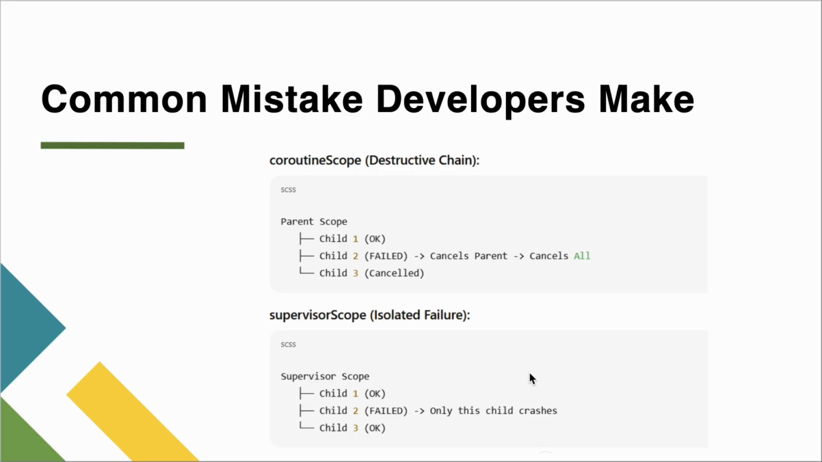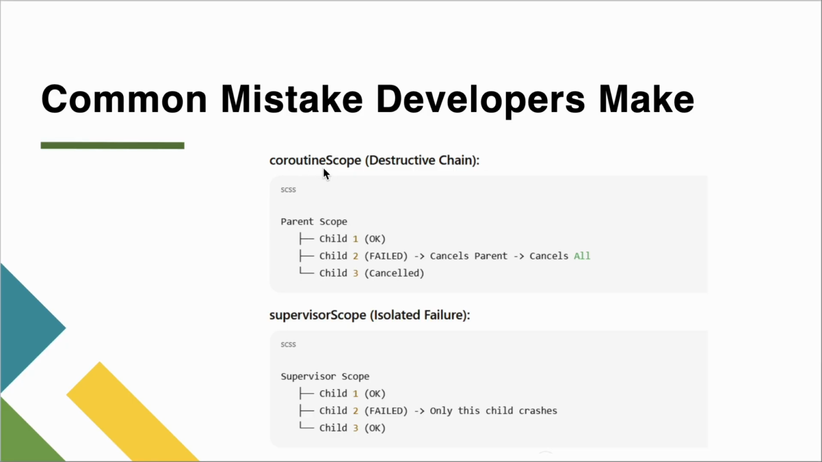Now, the most common mistake that developers make, and they don't even realize it, is that coroutine scope cancels siblings. Then they wonder why some operations don't finish. And if something fails silently, 90% of the time, you accidentally used coroutine scope where supervisor scope was needed. That is the place where you should have used the supervisor scope.